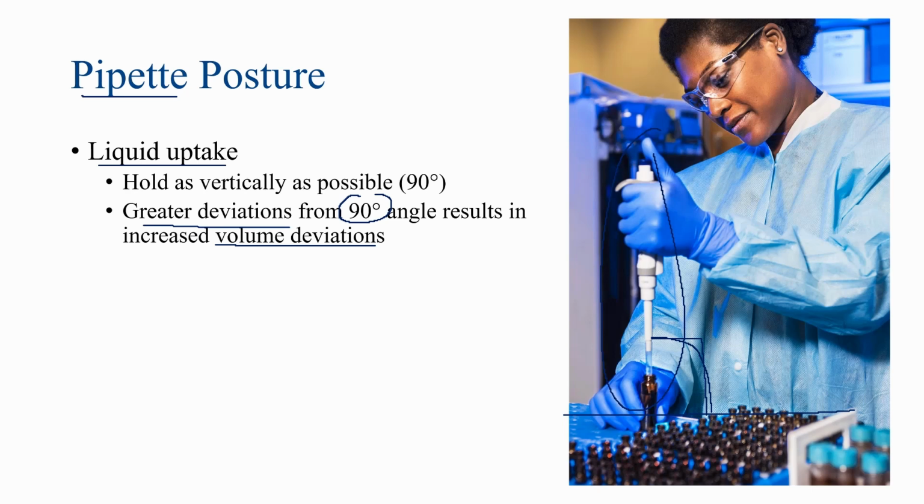So just keep in mind that if this lady was to hold this pipette at an angle, say at this angle, so suppose this rectangle is a pipette, then that's going to cause a volume deviation in the liquid that's been withdrawn from the container. And if she was to hold it at an even greater angle, say this angle, for example, then this would cause an even greater deviation from the ideal volume that this pipette is supposed to have taken up.